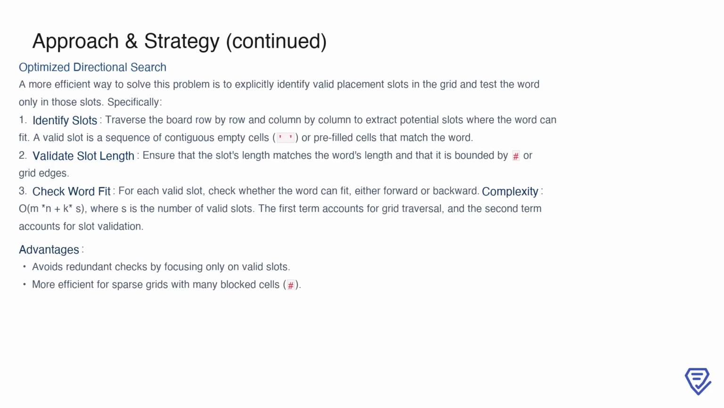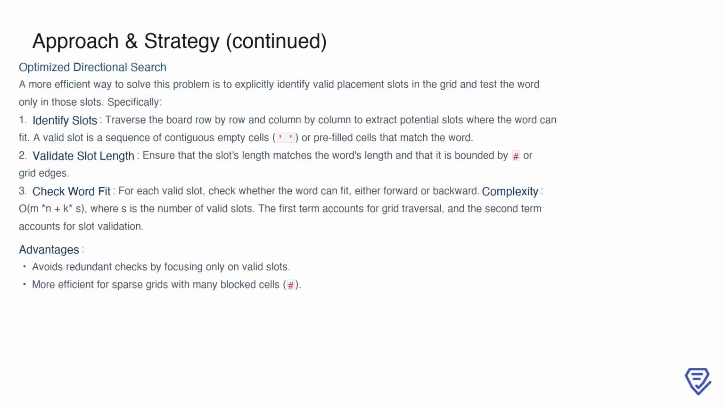A more efficient alternative is the optimized directional search. Instead of blindly testing all positions, we first identify valid slots in the grid where the word could potentially fit. This involves scanning the board row by row and column by column to locate sequences of contiguous empty cells or pre-filled cells matching the word. Once we have these slots, we refine our search by validating their length, ensuring they match the word, and confirming they are appropriately bounded by blocks or grid edges. Finally, we check if the word can be placed in each slot, either forward or backward.